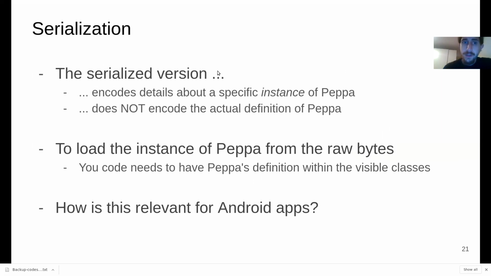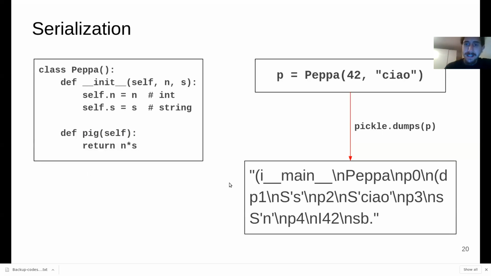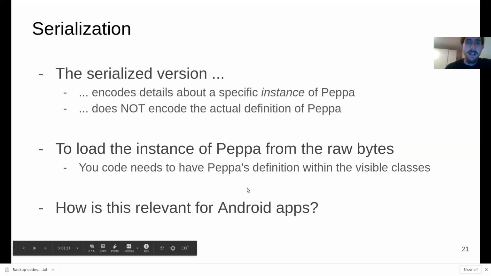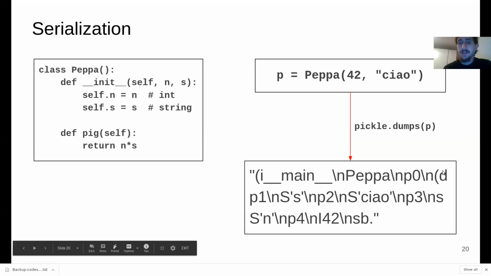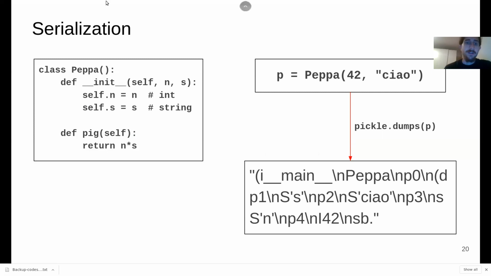Now, pay attention, don't be confused. This serialized version of the instance encodes details about a specific instance of Peppa. For example, it says this instance of Peppa contains N42 and the string is chow, but it does not encode the actual definition of Peppa. This is very important. If I just give you this, there is no way, without guessing, that you can reconstruct what's going on here, okay? So please really try to understand this difference.